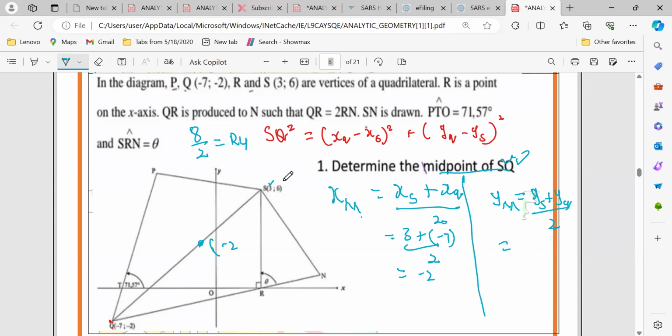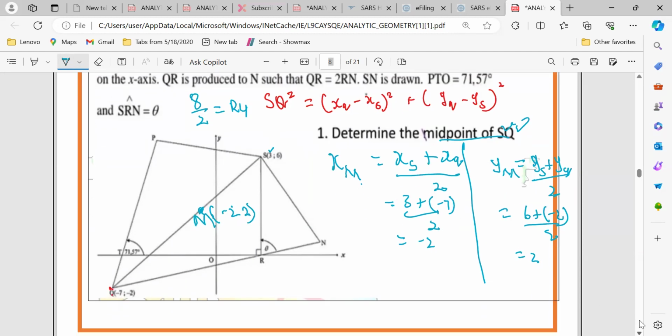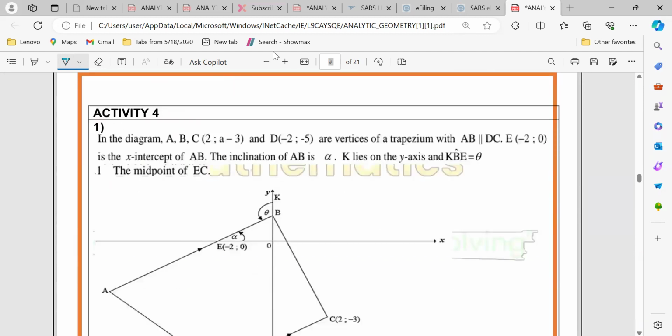What is Y of S? It's 6 plus, and in this equation, unlike the one for distance, it has a plus. It's plus -2, divided by 2, and then you get 2. So what are going to be the coordinates? It's going to be -2, 2. Then this is going to be your M. And then you are going to be doing activity 4. It has 5 questions.